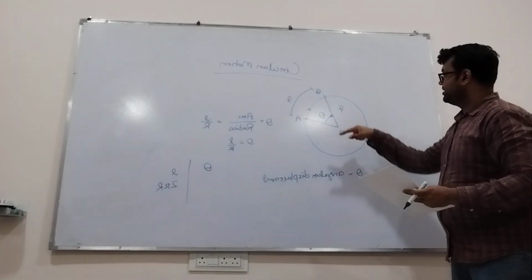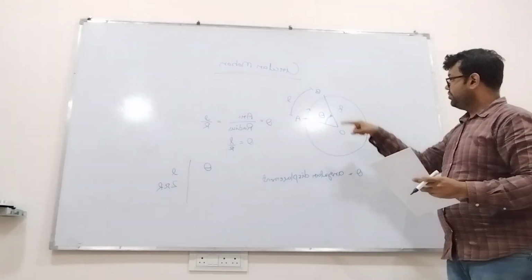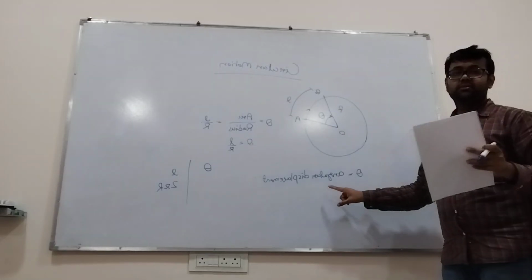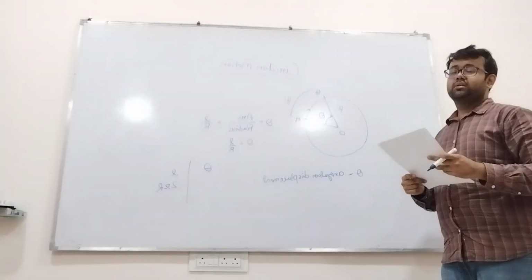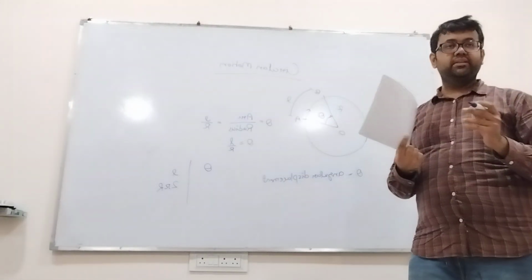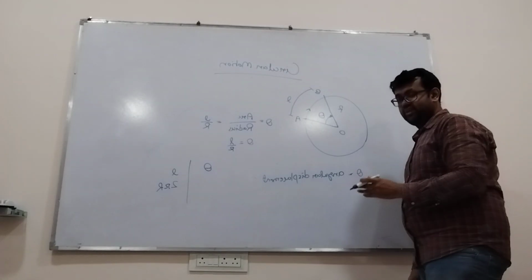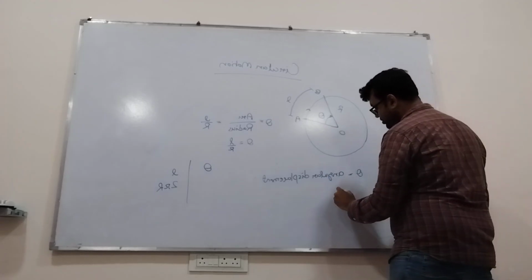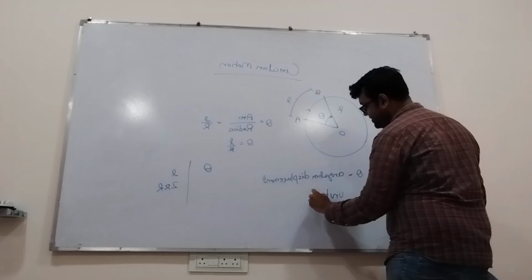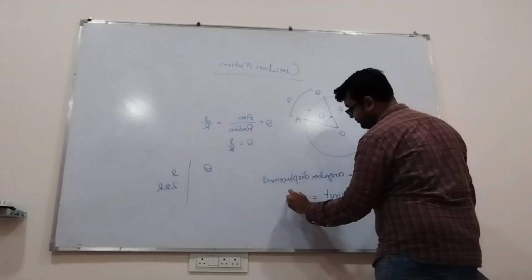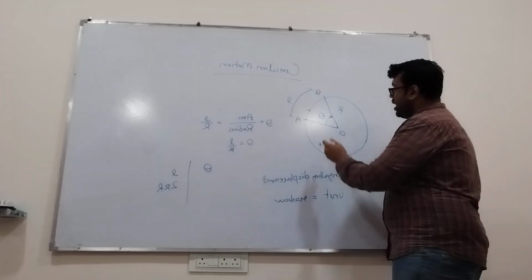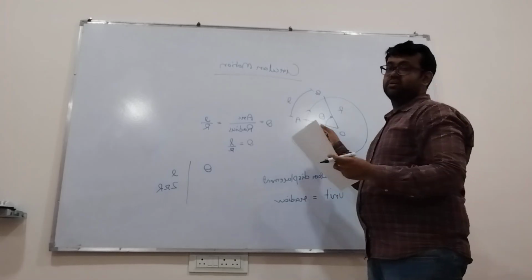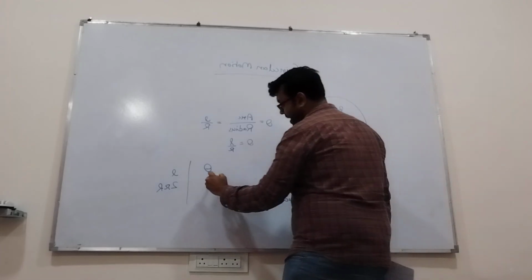And how much angle has it moved? See, the SI unit of angle is the radian, right? In the same way, the angular displacement will have the unit of radian. So what is the unit of angular displacement? It is radian. So how many radians has the object moved? It is 2 pi, right?